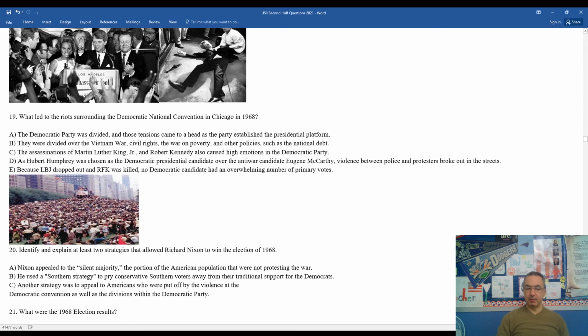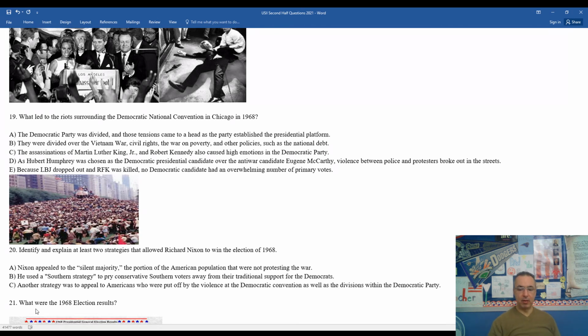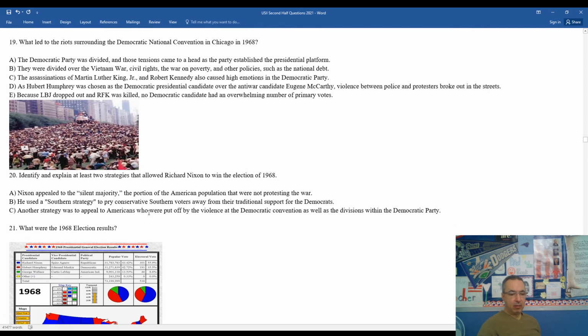The Republican nominee against Hubert Humphrey would be Richard Nixon. Nixon appealed to what he called the silent majority. This is the portion of the American population that was not protesting the war. He also used the Southern strategy to pry conservative Southern voters away from their traditional support for Democrats. He also tried to appeal to those who were disappointed by all the violence coming out of the Democratic National Convention. And then ultimately, Nixon would win a very narrow victory here.